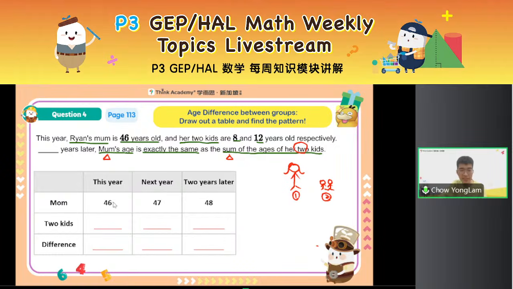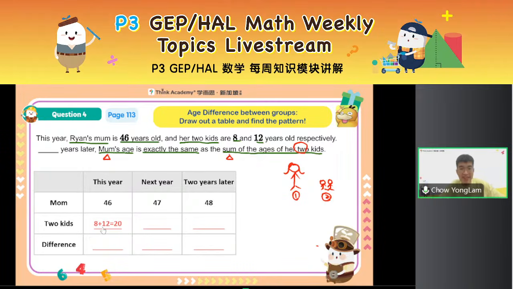Mom's age this year is 46. How about the two kids? I am comparing with the sum of the two kids' ages. This year, they are 8 and 12 respectively. That means their sum will be 8 plus 12 equals 20.